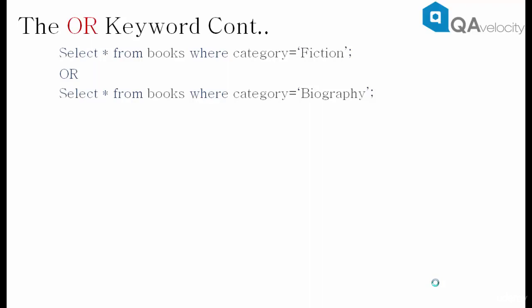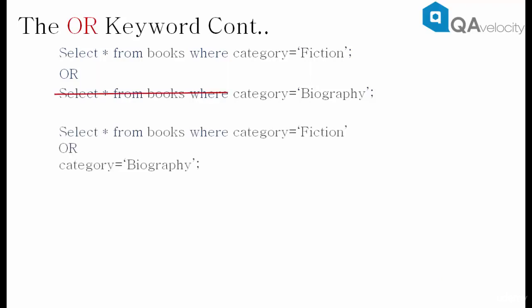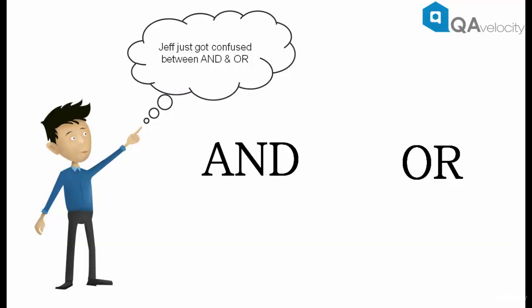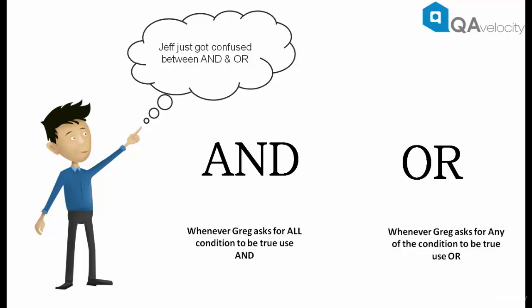So to resolve this issue, Jeff needs a keyword OR which combines both queries using OR statement. And he needs to remove the second select statement. So the final query would be select star from books where category equal to fiction or category equal to biography. And finally, Jeff got his results using OR. Are you also confused between AND and OR? Okay, so we use AND whenever all conditions need to be true, and OR is used for any of the conditions to be true.